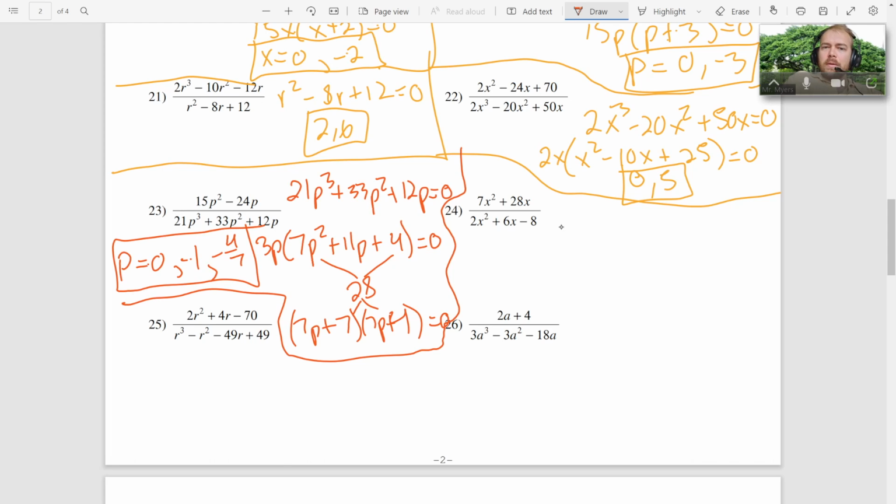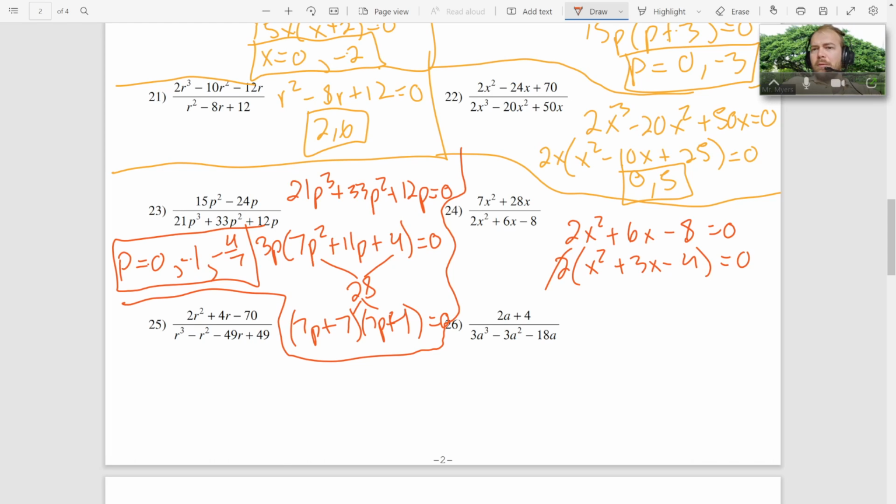All right, moving on. 24. 2x squared plus 6x minus 8. This one's not going to be that bad again because I'm going to be able to factor out that 2. Plus 3x minus 4. Yeah, this one's not that bad. And the 2 is just going to go away because 2 cannot be equal to 0, right? So that's just going to drop off.